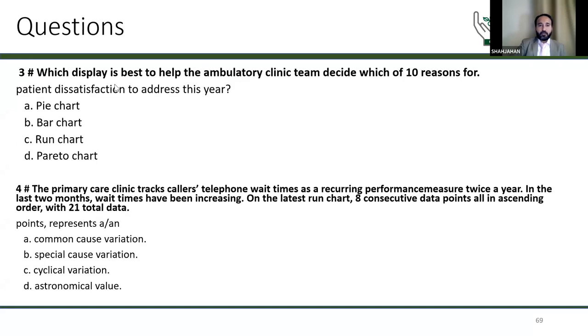I will go for the third question. Which display is best to help the ambulatory clinic team decide which of the 10 reasons for patient dissatisfaction to address this year? Means which tool we have to use to find the first 10 problems which we have to address. So which tool will we use?